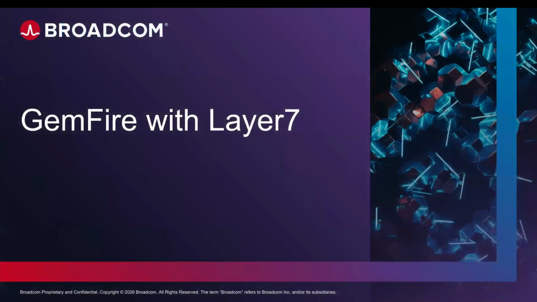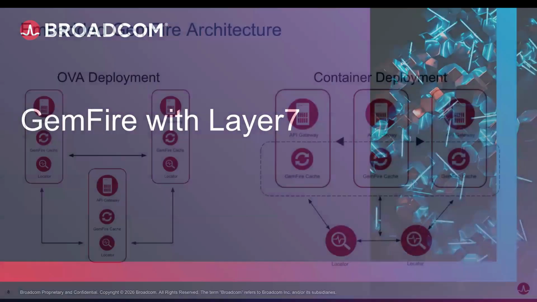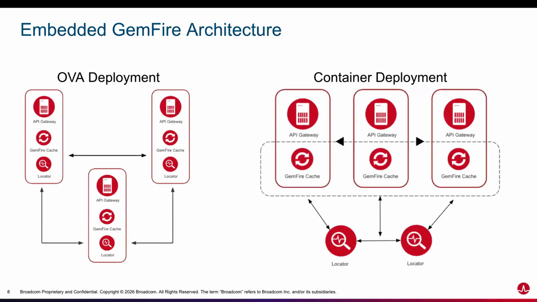So how is Gemfire used with Layer 7? First, we have our embedded Gemfire deployment. And as you can see, there's a little bit of difference between the OVA and the containers. The OVA is everything. You're going to have a Gemfire cache and locator on every single one of your appliances. But in the container deployment, the locator is going to be a completely separate pod, while that server is going to be maintained on that gateway pod.